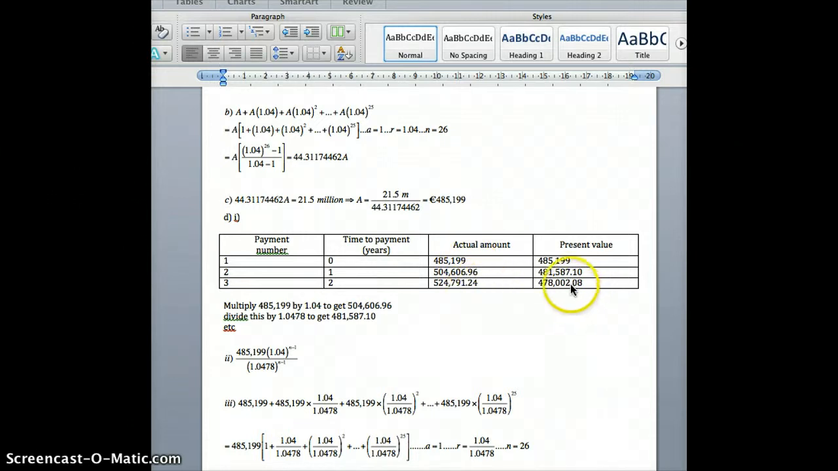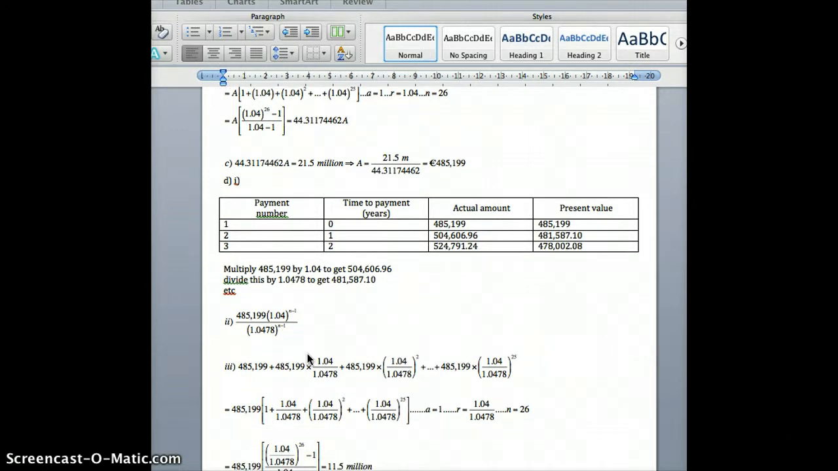And here, to get this figure, you're doing 524,791.24 divided by 1.0478 to the power of 2. So for year 3 the exponents were both 2, and obviously for year 4 the exponents will be both 3, etc. So for year n the exponents are n minus 1 for both. So after n years you get 485,199 multiplied by 1.04 to the n minus 1 as the actual amount you receive, and in today's money you divide by 1.0478 to the n minus 1 to get the present value.